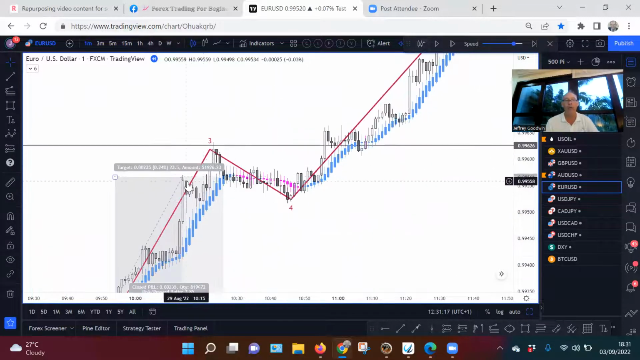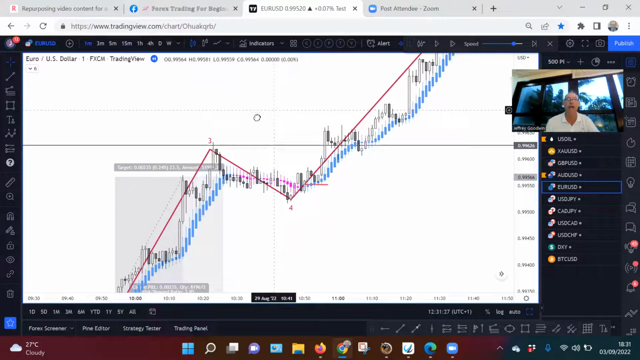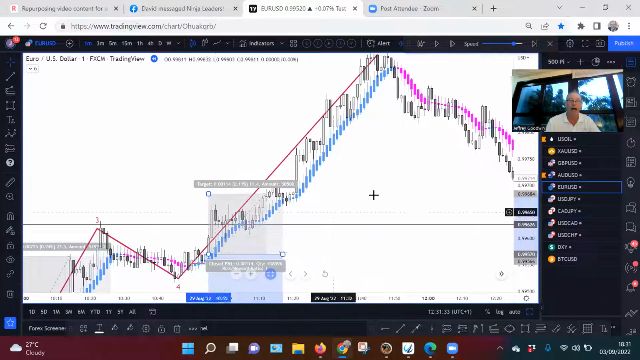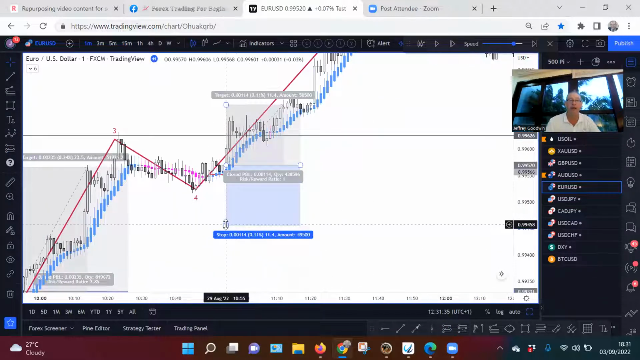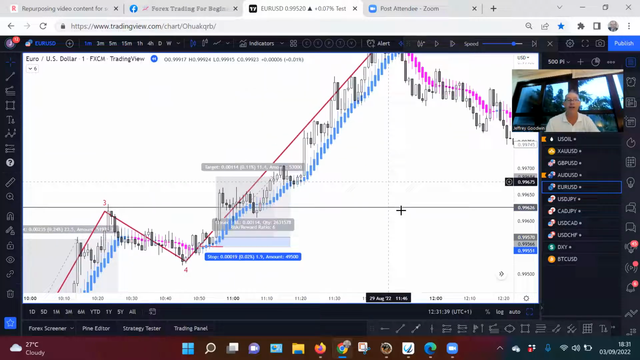And we wait for it to break through. It gets above there, pulls back. There's the stop loss. There's the entry. You cannot make this stuff up. Simple, easy, effective. And if people are not trading this way, they are missing a huge trick.